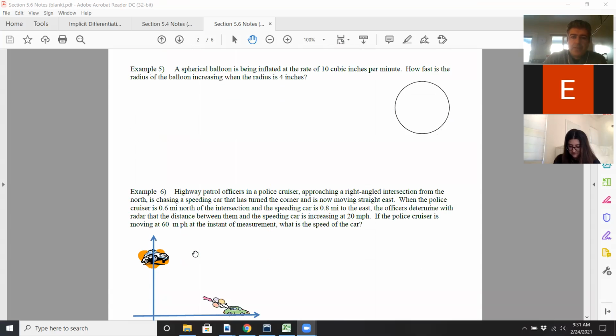So example 5. A spherical balloon is being inflated at a rate of 10 cubic inches per minute. How fast does the radius of the balloon increase when the radius is 4 inches? Okay. Well, spherical balloon, this is how you could probably draw a sphere. So here's r.